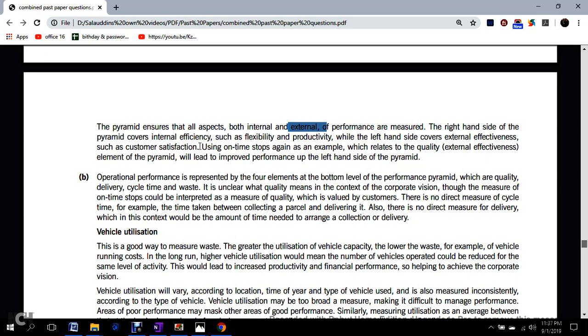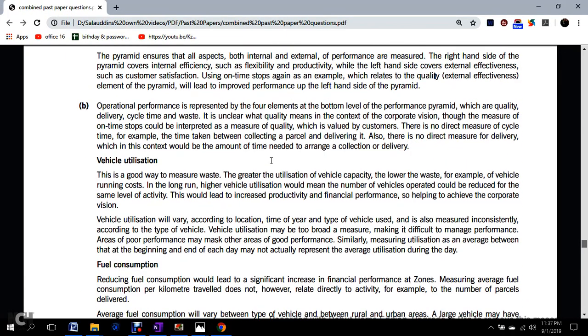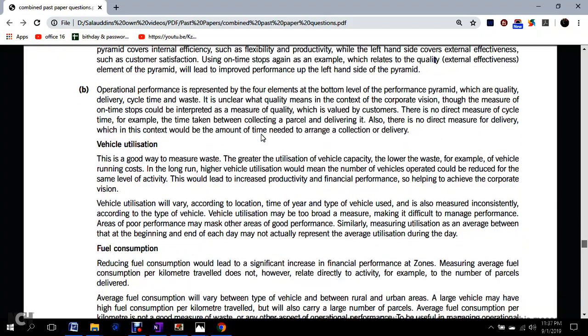So they are using on-time stops again as an example of a quality measure, which will measure the external effectiveness. Each element of the pyramid will lead to improved performance up the left hand side of the pyramid. So quality will improve the level up, that is customer satisfaction, hence market share, hence vision. So this is the discussion of requirement 1.